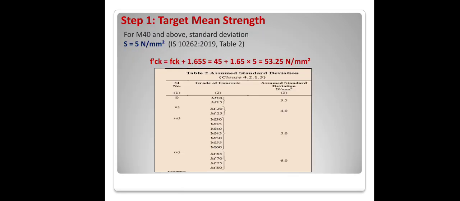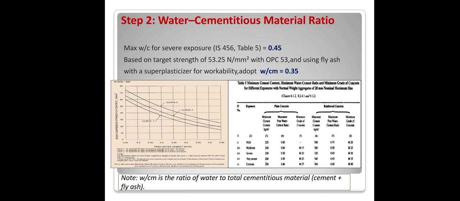Step 1 is calculation of target mean strength. For M40 grade and above, IS 10262 specifies a standard deviation of 5 newtons per millimeter square. So our target mean strength is 45 plus 1.65 times 5, which gives us 53.25 newtons per millimeter square.